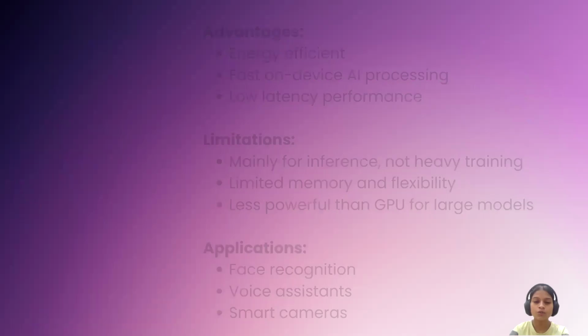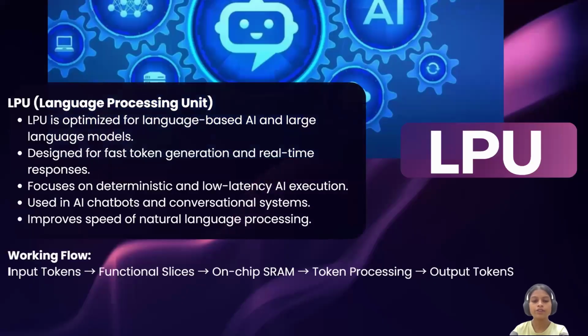Then the next term is the LPU. LPU stands for Language Processing Unit. It is optimized for language-based AI and large language models. The LPU is designed for fast token generation and real-time responses. It focuses on deterministic and low latency AI execution. It is mainly used in AI chatbots and conversational systems. The LPU improves the speed of natural language processing.